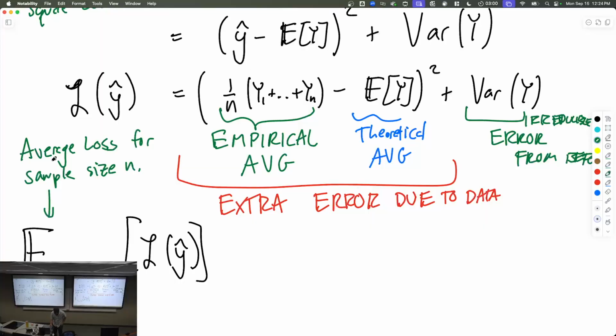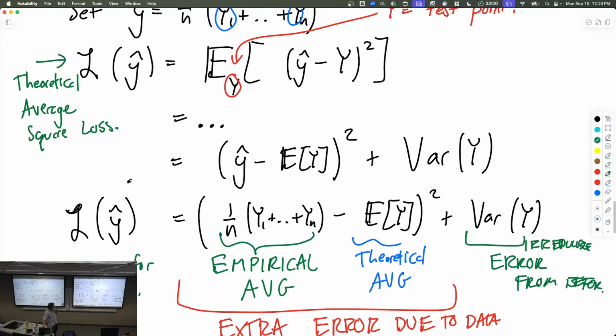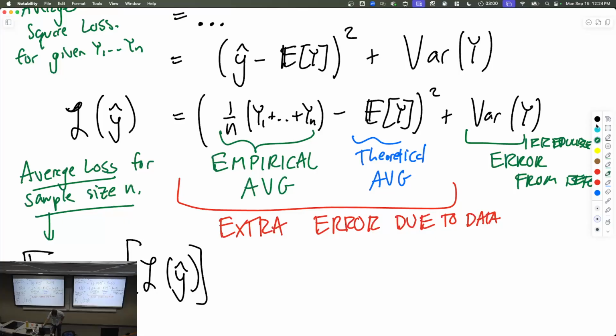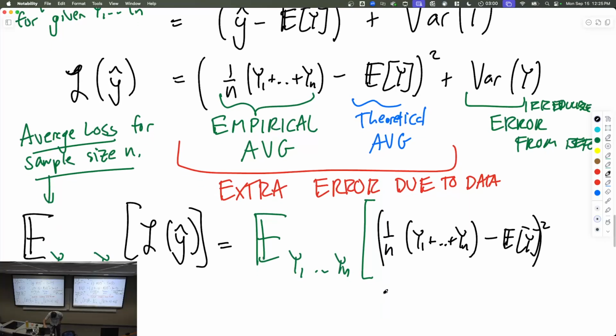So this is the average loss for a given sample size, whereas before we were doing the average square loss for a given y1 to yn. And that's the difference between the two calculations. I'm just going to literally take what I had before, and I'm going to put a big expected value in front of everything. So it's the expected value over y1 to yn of the calculation from before, minus the expected value of y squared, plus the variance.